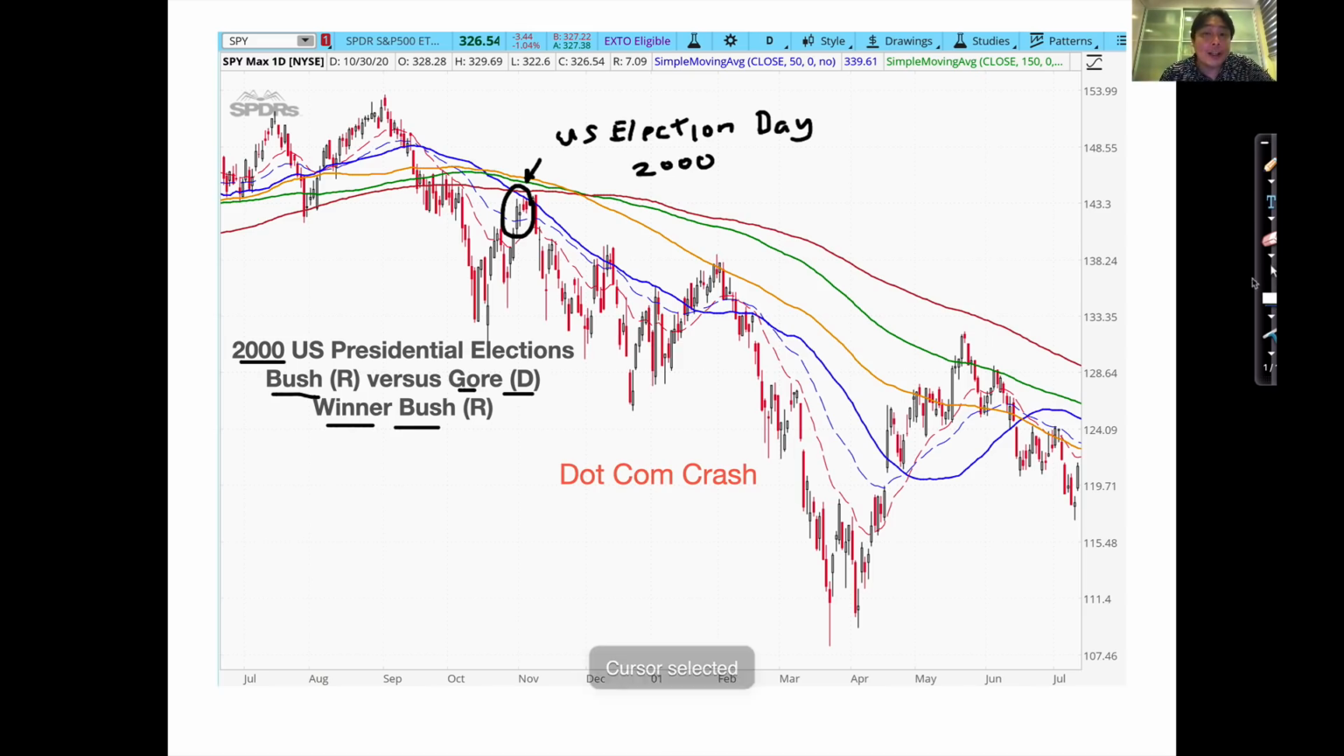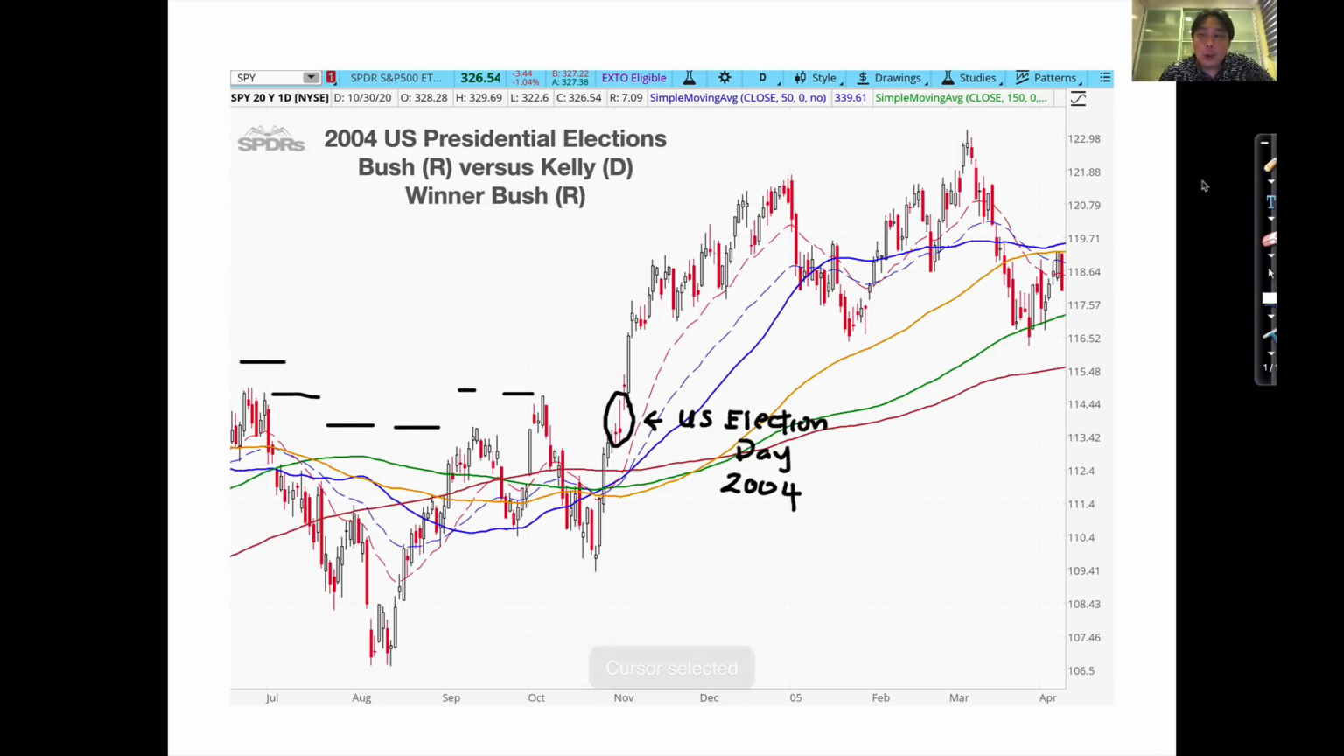So the next one was 4 years later, 2004. So this was George Bush in his second term versus John Kerry. Is his first name John? Yeah, I think it's John Kerry, right? So again, Bush, Republican, Kerry, Democrat, and again, Bush won his second term. So what happened during this election? So again, election day was here. This was election day. And the next day, yeah, we had a bit of a gap up. If you call that a gap, it was a bit of a gap up.